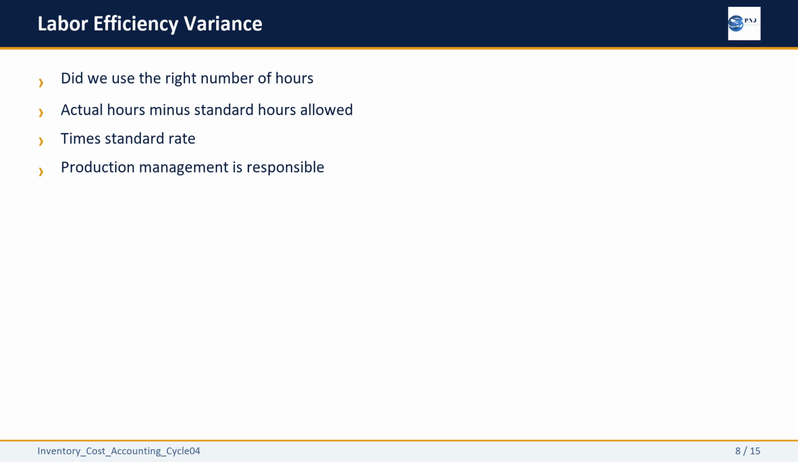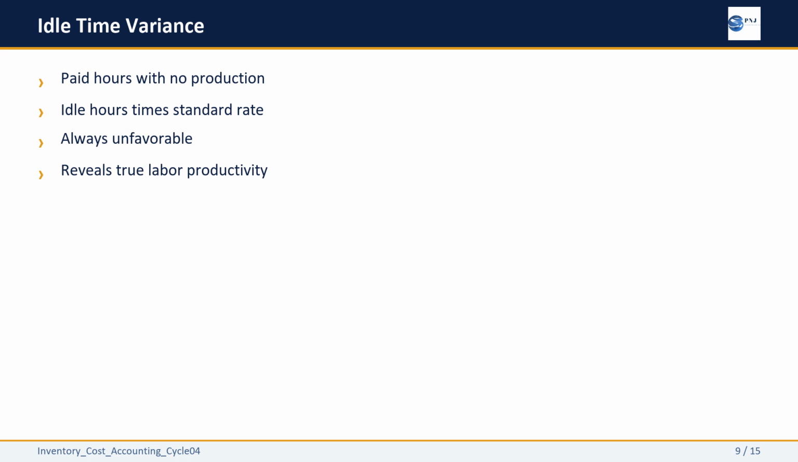This one sits squarely with production management because they control how the hours actually get used. Here is a detail most people overlook. Sometimes workers are paid but not producing because a machine broke down or they are waiting for materials. That is idle time, and it is a subset of the efficiency variance.